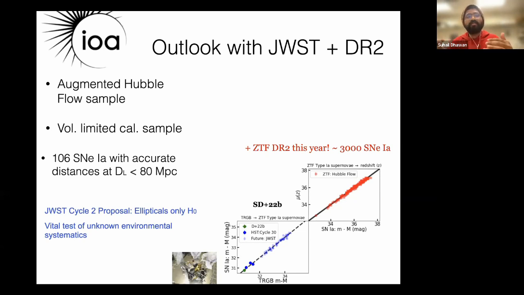Now, we also have an augmented Hubble flow sample. As I'd mentioned, in DR1 we have about 750 type Ia supernovae. ZTF DR2, which you should stay tuned for this year, will have around 3000 type Ia supernovae. And this is going to be an extremely large Hubble flow sample to do both H0 studies, but also to look at anisotropies and move beyond assuming FRW when we're estimating H0.